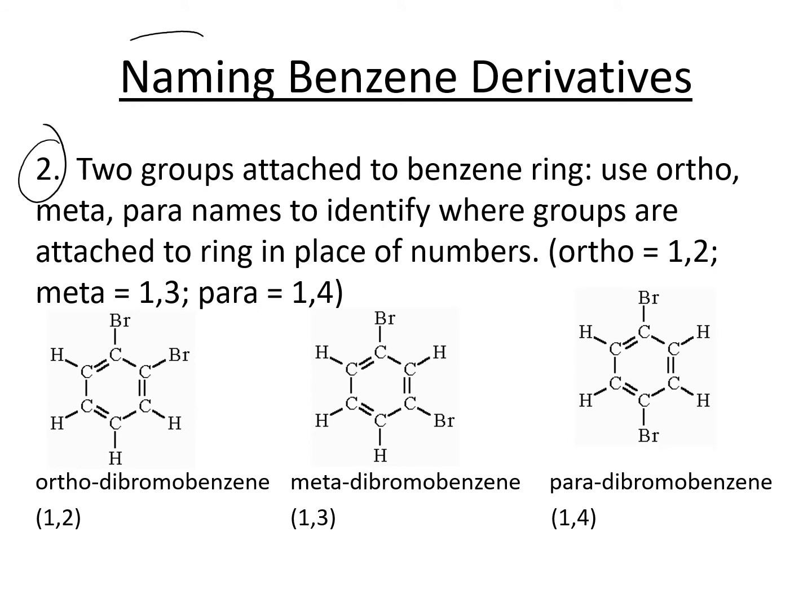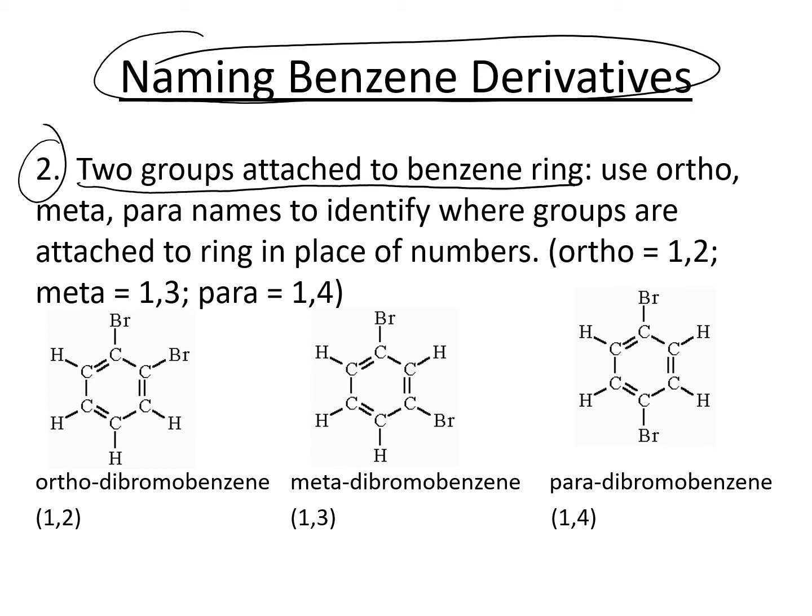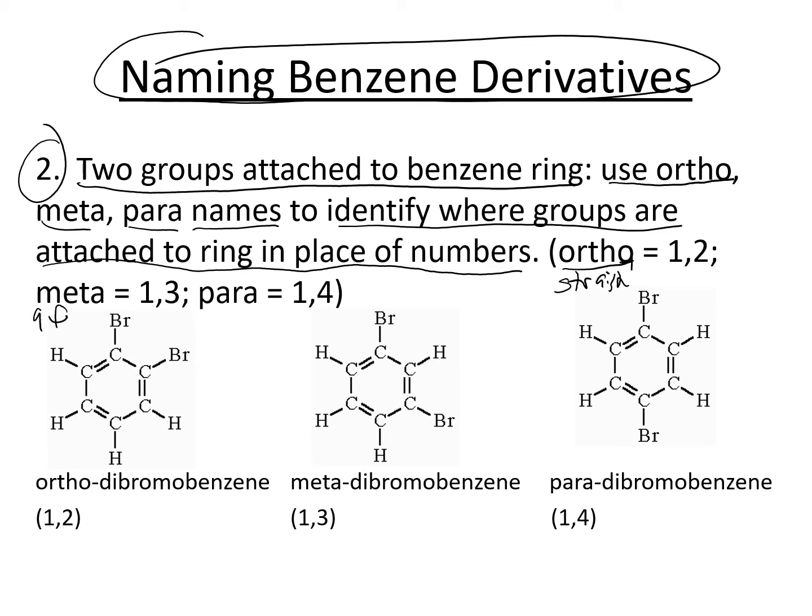Our second rule for naming benzene derivatives is when we have 2 groups attached to a benzene ring, you're going to use ortho, meta, and para names to identify where the groups are attached in place of numbers in your benzene ring. These are Greek words. Ortho means straight. Meta means after. And para means beyond. And that might help you remember the positions that they stand for.